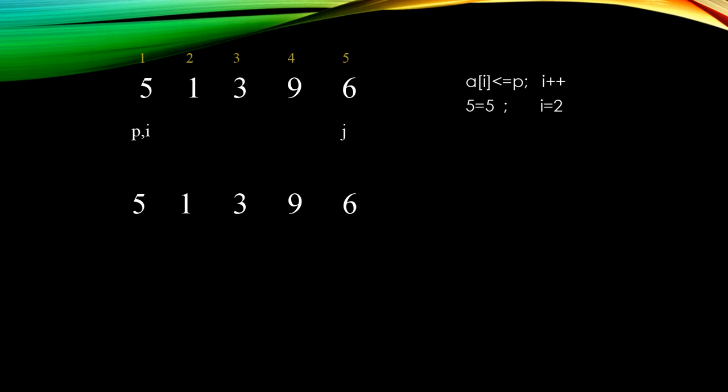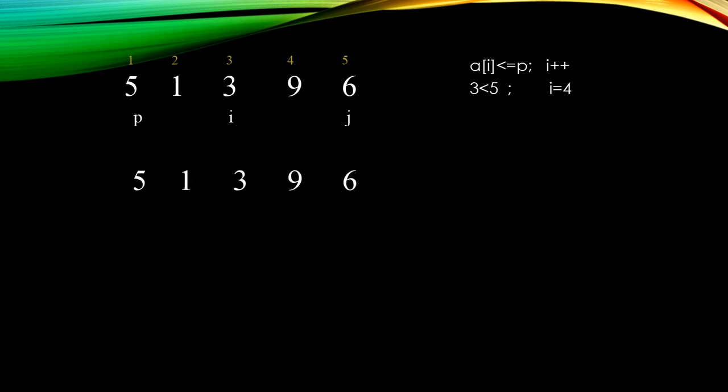First we have to check whether a of I is less than or equal to p. Here a of I is 5, p is also 5. So the condition is true. We have to increment I from first position to second position. After incrementing I from first position to second position, again we have to check the first rule whether a of I is less than or equal to p. Here 1 is less than 5, so the condition is true. We have to increment I from second position to third position.